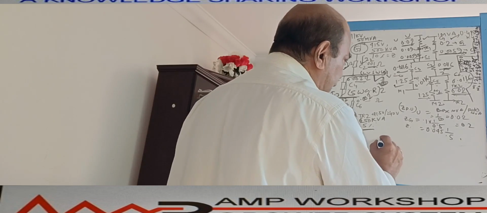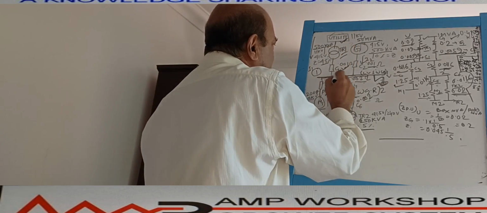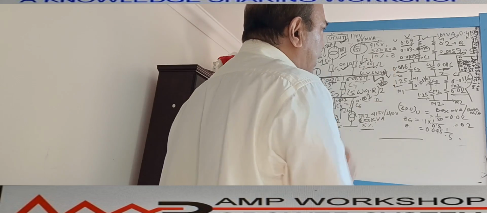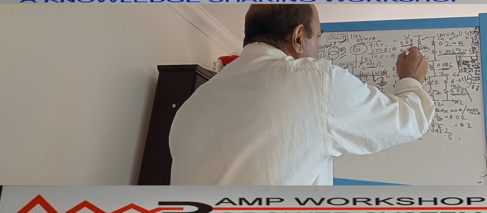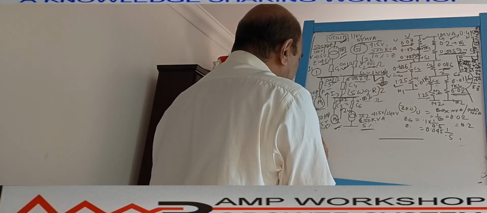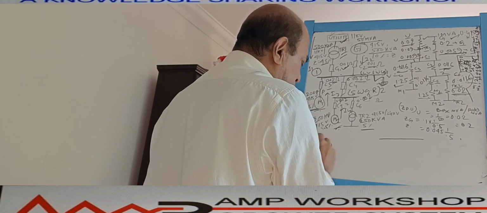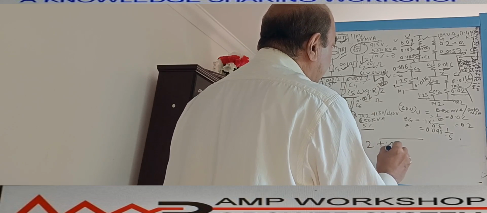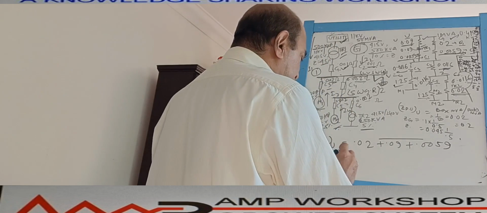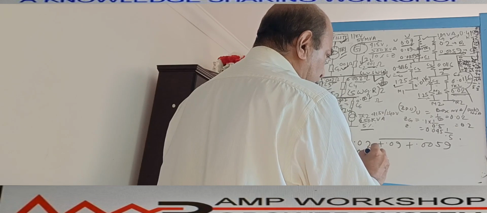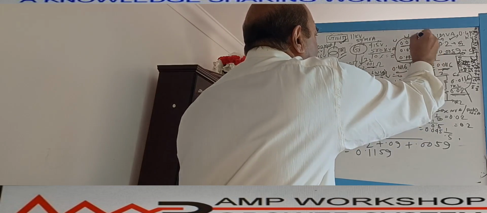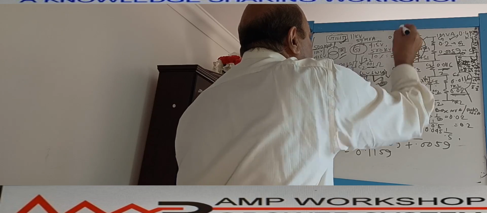If we consider this a common bus, then one impedance is connected here for the fault point. This is the one feeding current I1. Its impedance is the sum of these three impedances: 0.02, 0.09, 0.0059. So Z per unit utility equals 0.02 plus 0.09 plus 0.0059. If you sum these, it comes to 0.1159. That is the per unit impedance for this path.